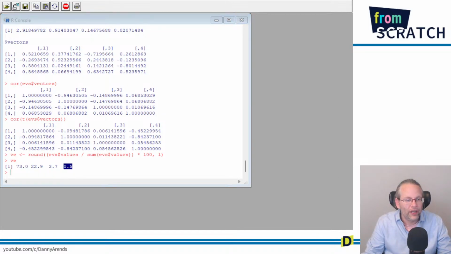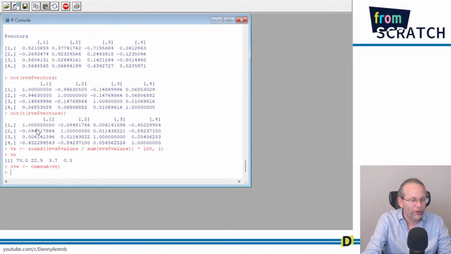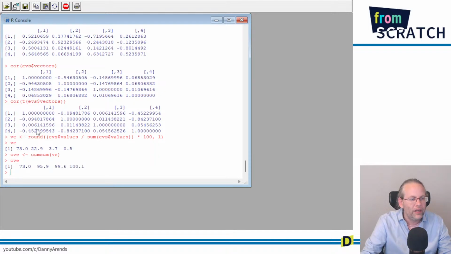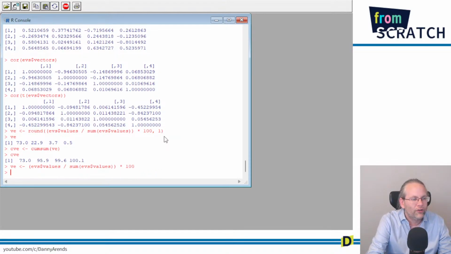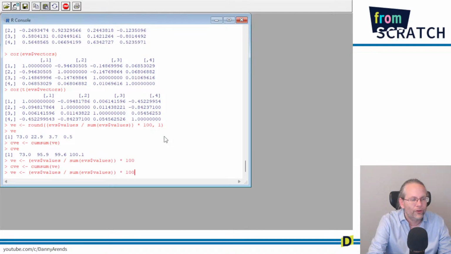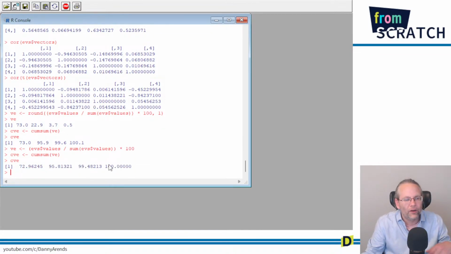So using the cumsum function, we can do the cumulative sum. If we do CVE, cumulative sum, we see that it doesn't add up to 100, it adds up to 101, but that is because we rounded them, right? If we would not round the variances explained, if we would just multiply them by 100, and do the cumulative sum, then now you see that it will add up exactly to 100. So by rounding it, we introduce a little bit of a skew, but that's how it works.